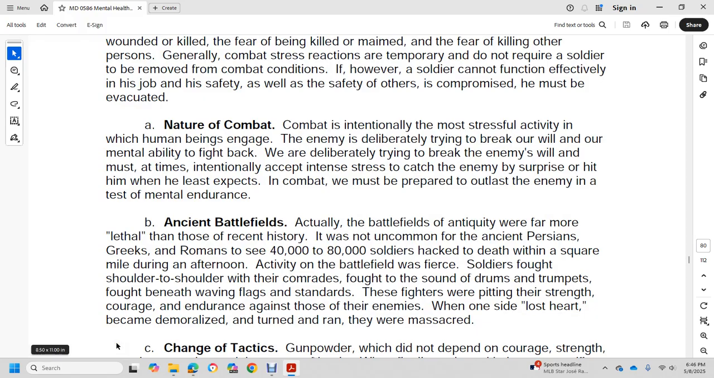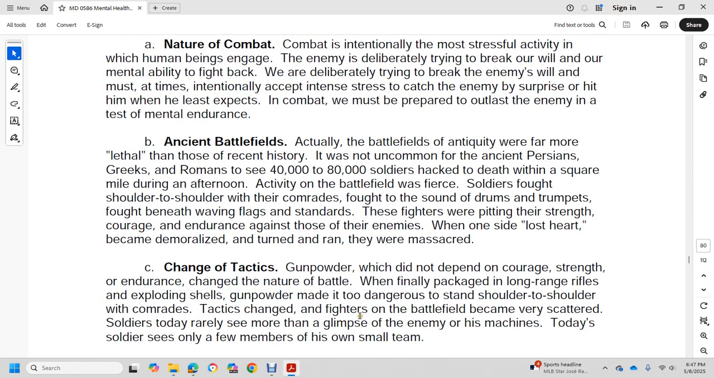Ancient battlefields were far more lethal than those of recent history. Among the ancient Persians, Greeks, and Romans, it was not uncommon for 40,000 to 80,000 soldiers to be hacked to death in a square mile during an afternoon. Fierce soldiers fought shoulder to shoulder with their comrades, to the sounds of the drum and trumpet, beneath waving flags and standards. These fighters pitted their strength, courage, and endurance against those of the enemy, until one side lost heart, became demoralized, turned and ran, and was massacred.